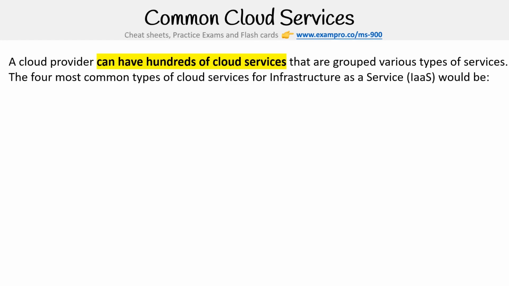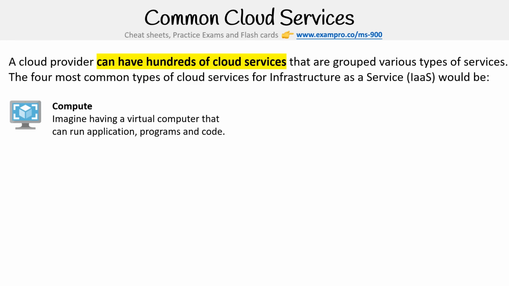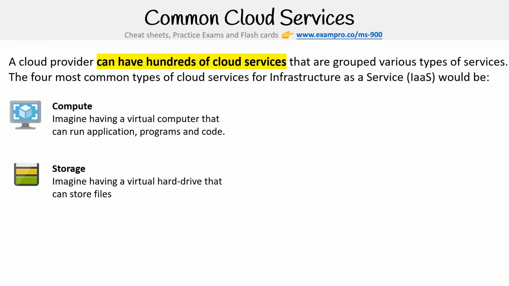We are looking at common cloud services. A cloud provider can have hundreds of cloud services that are grouped into various types of services, and the four most common types of cloud services for infrastructure as a service, which is a topic we will discuss later, would be compute. This is where you have a virtual computer that can run applications, programs, and code. Then you have storage. This is where you would have a virtual hard drive that you could store files on.